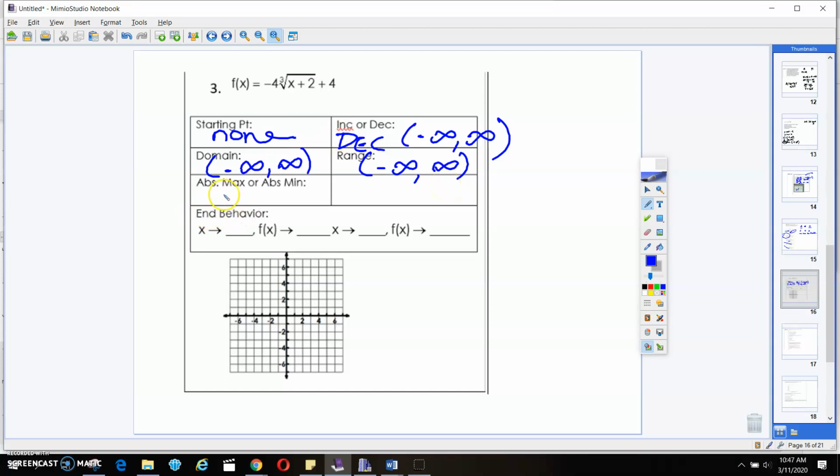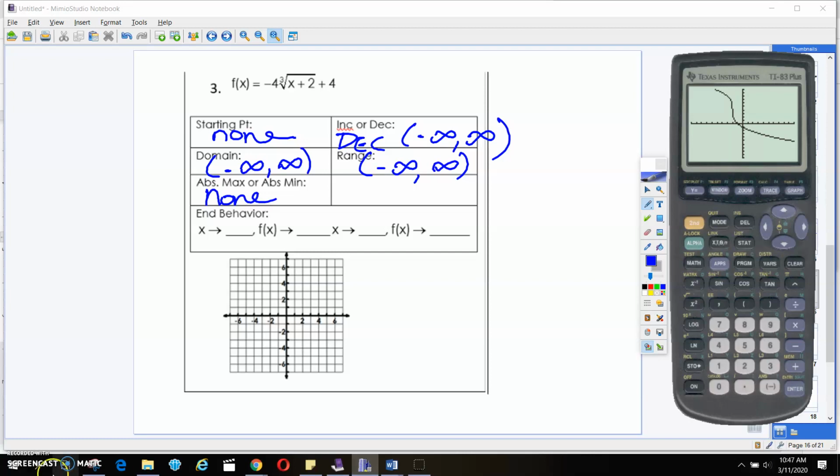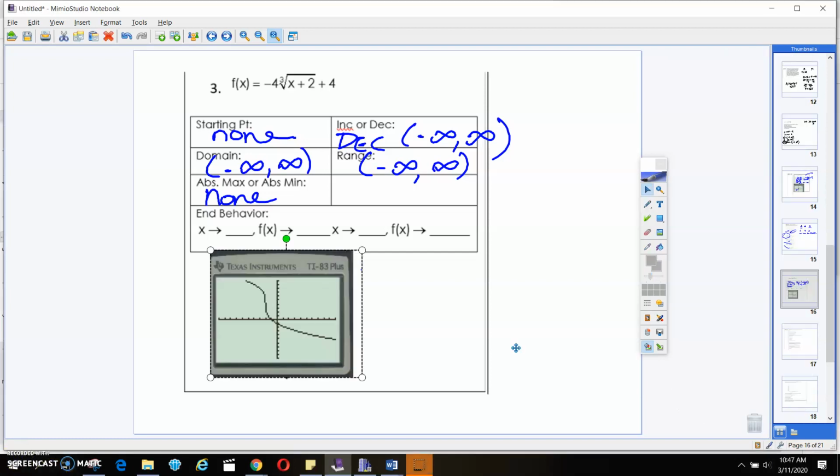Is there an absolute max or min on this one? Nope. Okay. And then let's talk about the end behavior. Okay. If I look at this graph, I'm going to stand at 0, 0, and I'm going to look to the left. What's happening to my y values? They're going up, right? So as x approaches negative infinity, y is approaching positive infinity. Okay? If I look to the right, x is approaching positive infinity. What's happening to my y's? They're going down. So it's going to negative infinity.